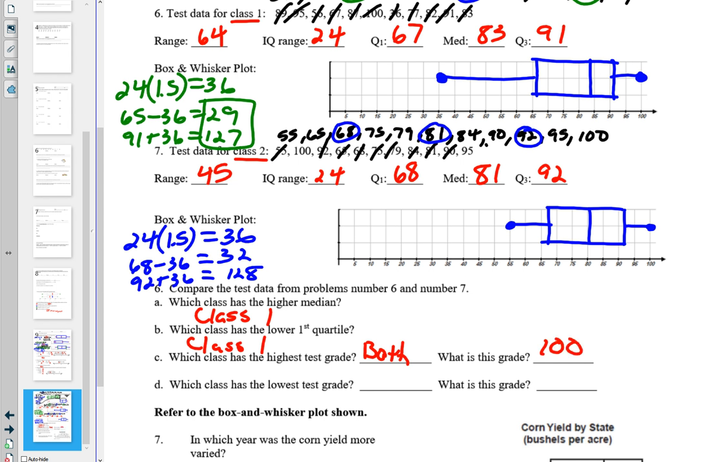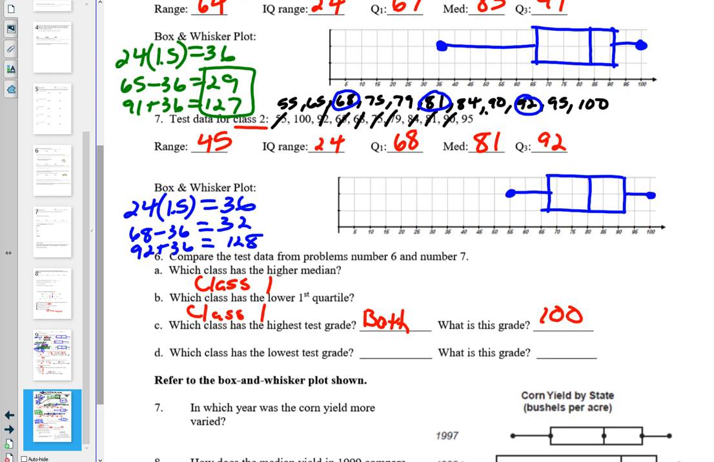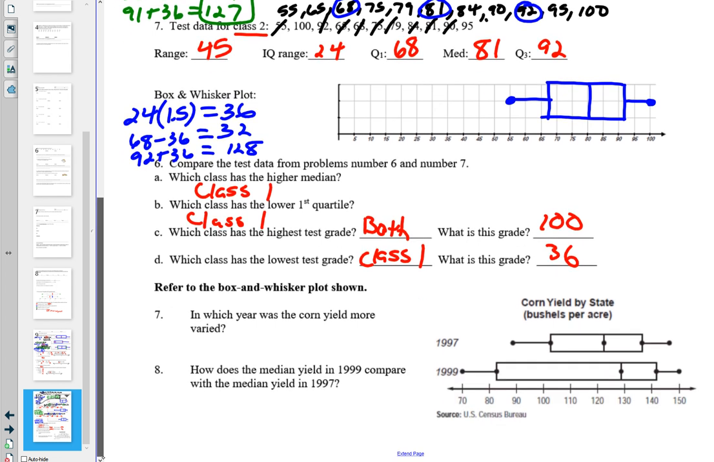Which class has the lowest test grade? The first one, right? The first one had that 36, was it? 36. So class 1 again wins. And then we have a brand new question, which is our last one.